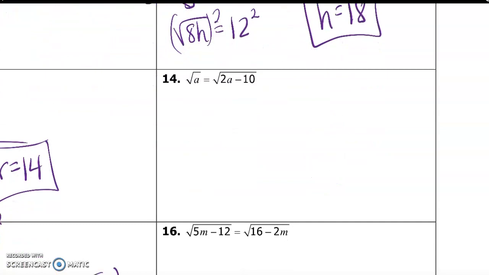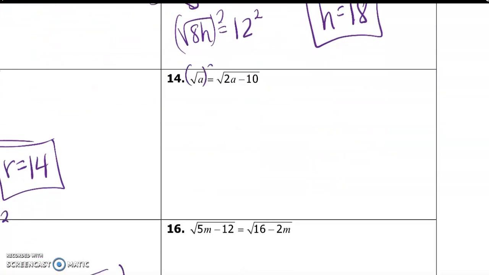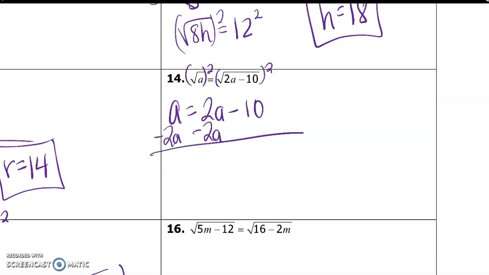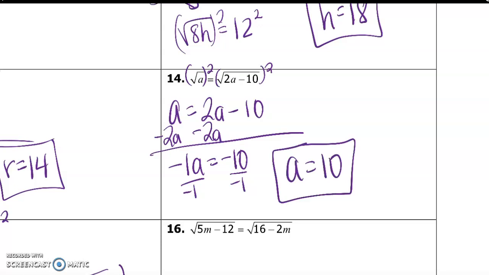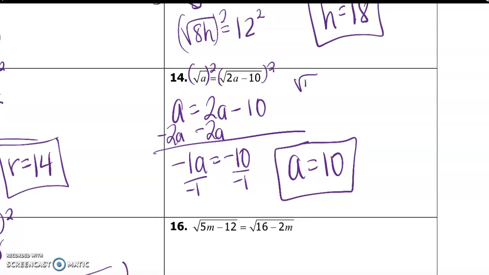For our last two, we've got square roots on both sides, so your first job is just going to be square them both right away. So a equals 2a minus 10. So I'm going to subtract 2a from both sides. That gives me negative 1a equals negative 10. So I need to divide by negative 1 to get me a equals positive 10. So this one you can plug in if you want. Otherwise, if you plug in the square root of 10, it's going to give you some weird decimal. So you can just do square root of 2 times 10 is 20 minus 10 is also the square root of 10. So both sides match up.